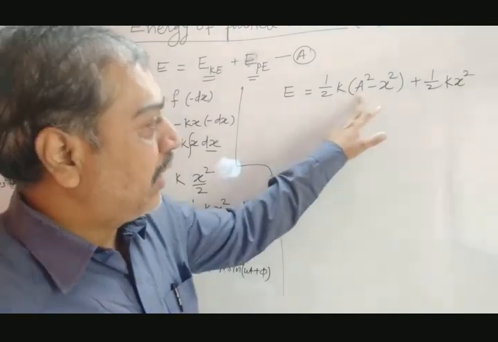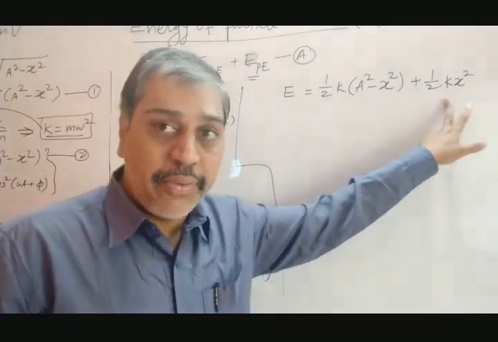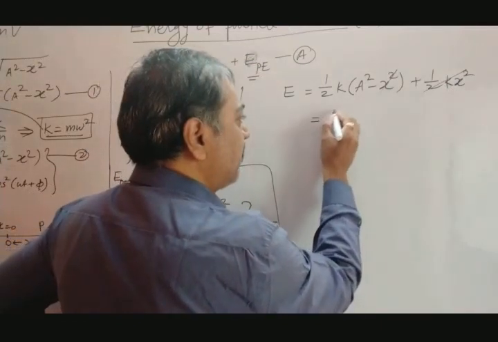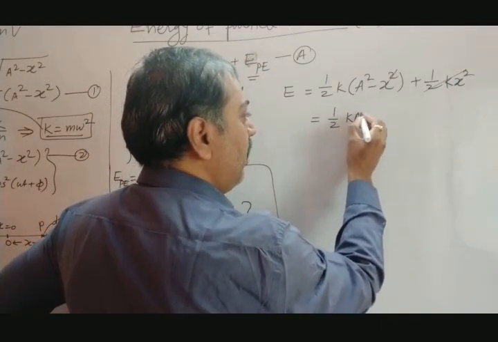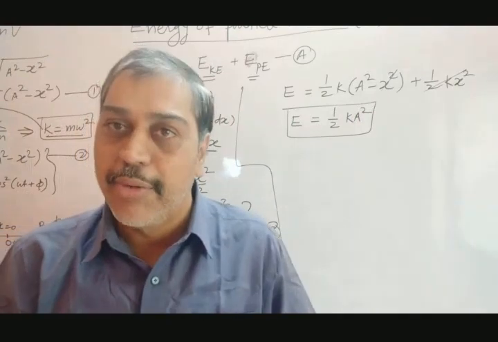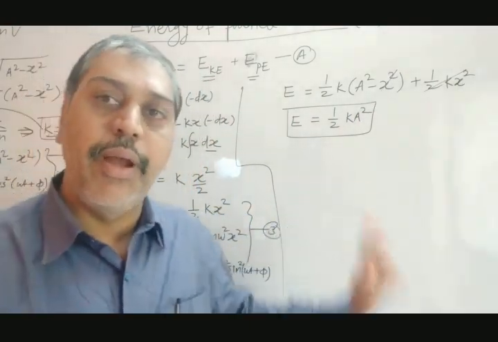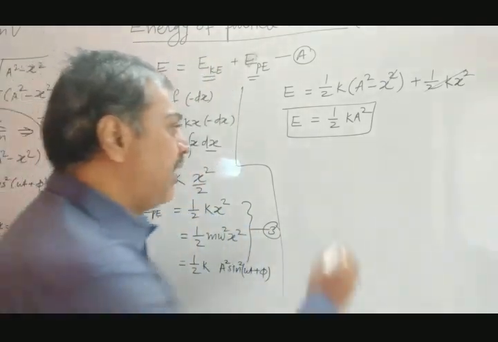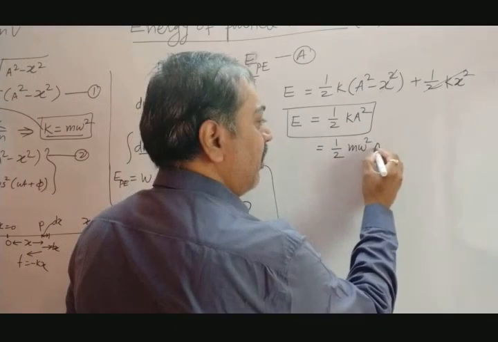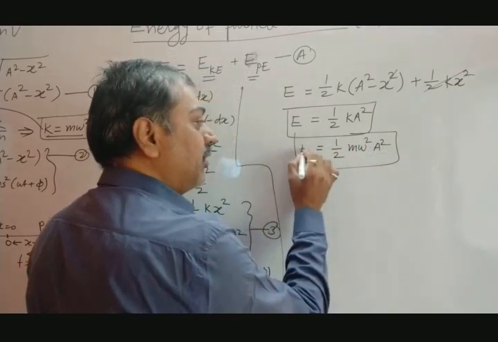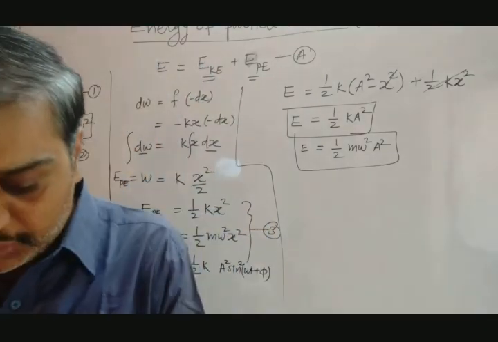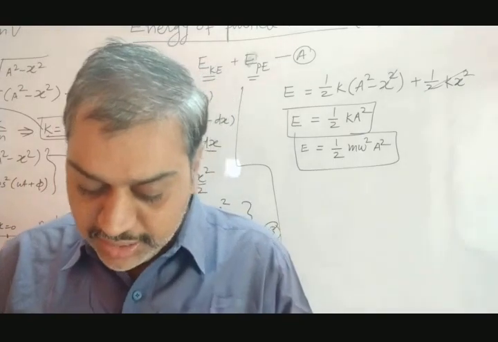Now see, 1 by 2 k A square minus 1 by 2 kx square plus 1 by 2 kx square. So this x square term gets cancelled here, plus minus it is 0. So what is remaining? It remains 1 by 2 k into A square, that is nothing but the total energy of the particle performing simple harmonic motion, given by E equal to 1 by 2 k into A square. The same thing can be written, if you put the value of k as m omega square, as 1 by 2 m omega square A square. That is the equation for the total energy of a particle performing simple harmonic motion.